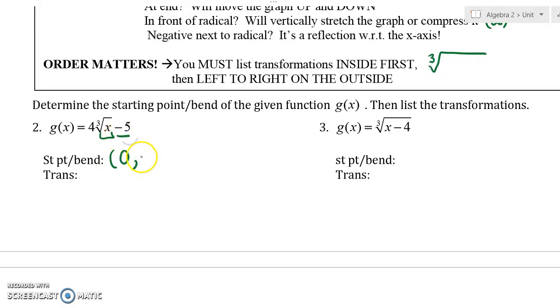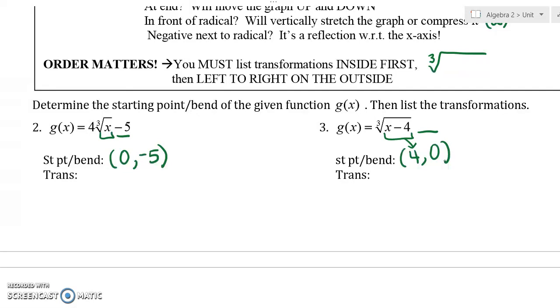And what we see on the outside is -5. Remember that the inside switches, but the outside stays the same. For this one, the inside is -4, so it's going to switch. So it's +4, and there's nothing on the outside, so that's going to be a 0. So those are the starting points or the bends for this.